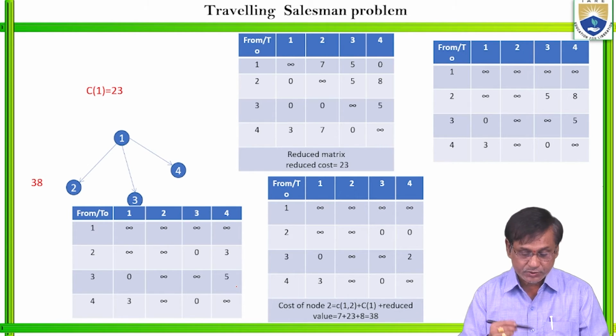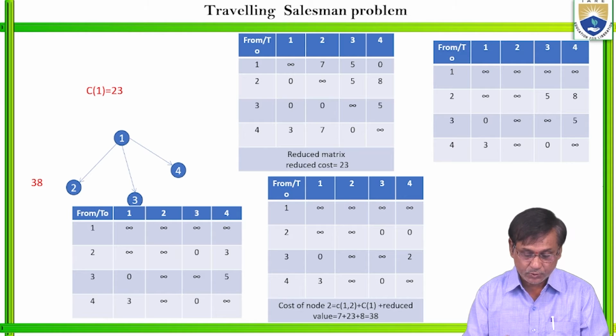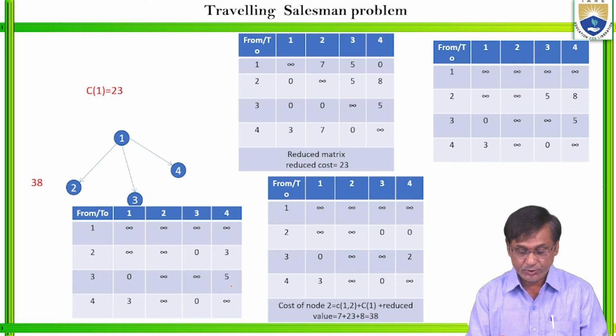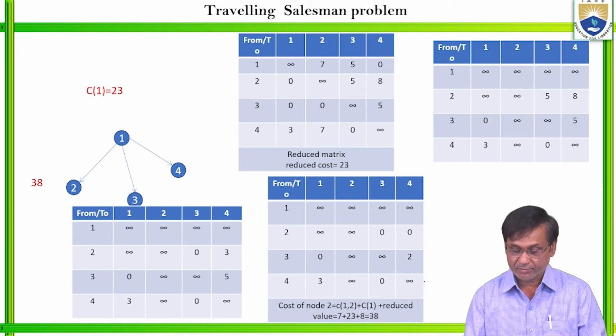After that, we have to check whether there is any possibility to reduce on the column side. The first column has 0. The second column is all infinity. Third column: infinity, 0, infinity, 0. In the fourth column: 3, 5, infinity, infinity. That means we can reduce it. How much can we reduce? The minimum value is 3, so we can reduce by 3. After reducing 3, we can write the matrix.